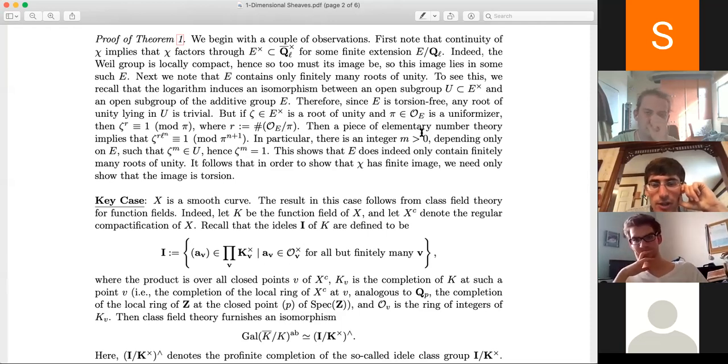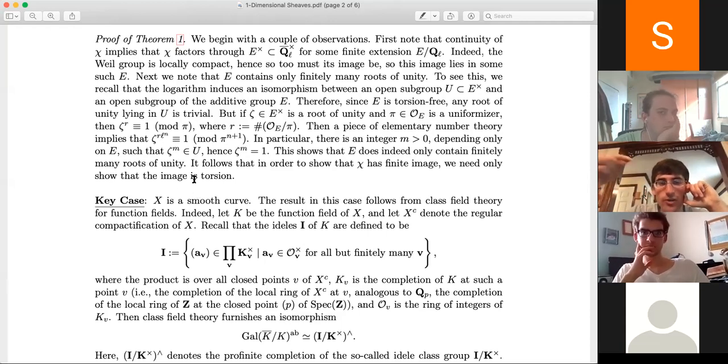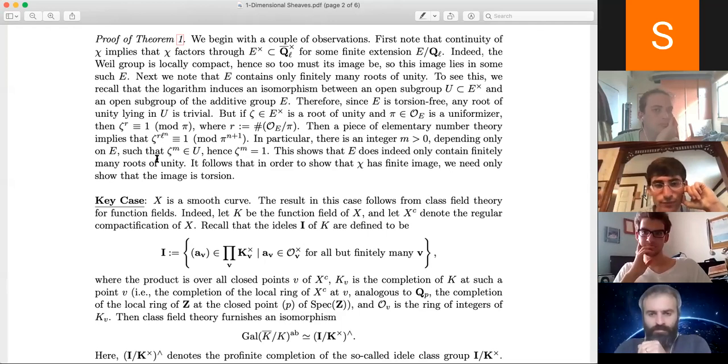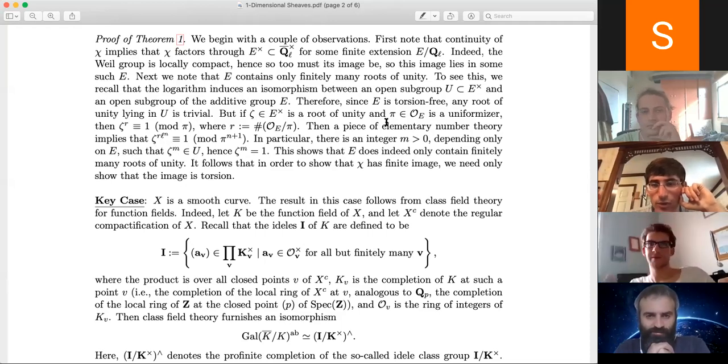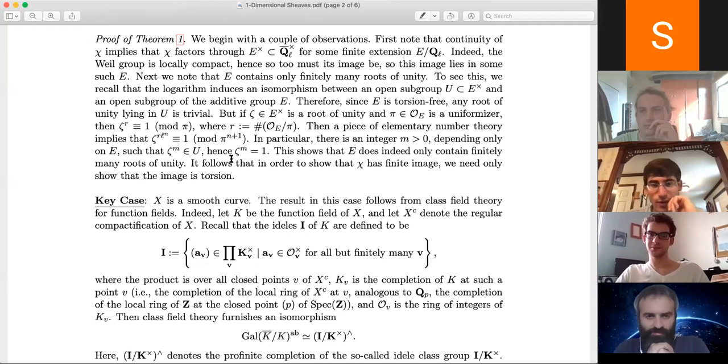And then there's a little piece of elementary number theory, which, because we're in characteristic L, so this residue field has characteristic L, tells you that when you raise to the L to the n, you get something that's 1 mod pi to the n plus 1. So each time you raise to the L, you get something closer to 1. In particular, if you take n sufficiently large, depending only upon E, then you live in the open subgroup U, because you're close to 1. So z to the m is in U for some m, and therefore z to the m is 1. Okay, so E only has finitely many roots of unity.